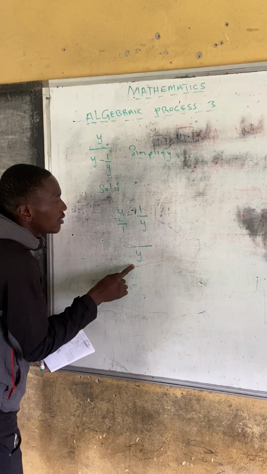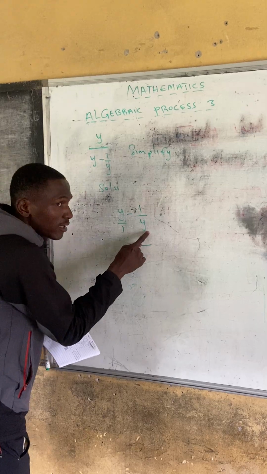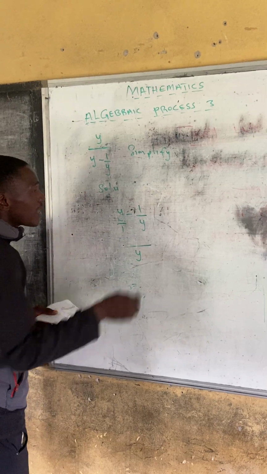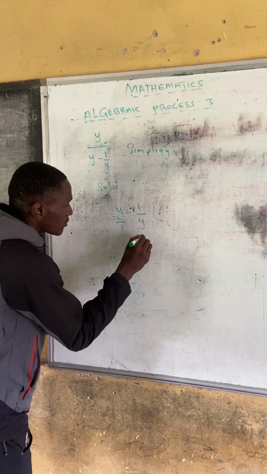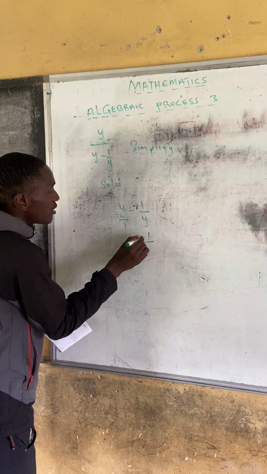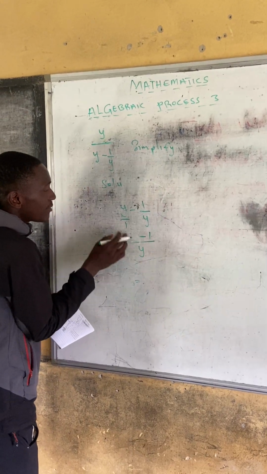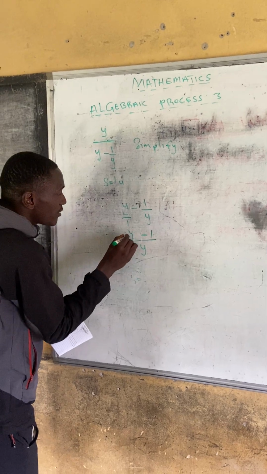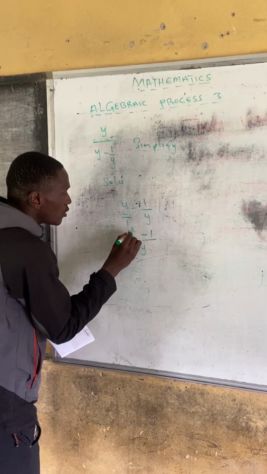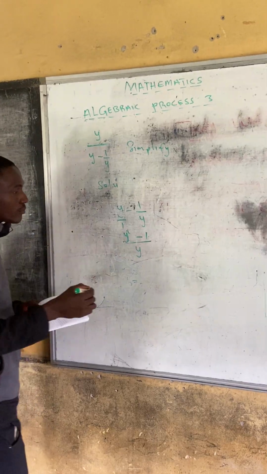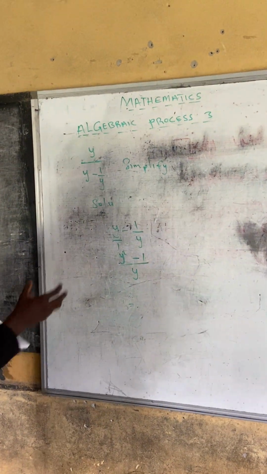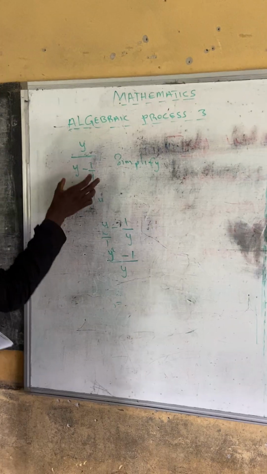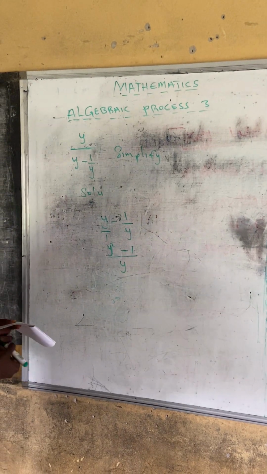Y divided by y is going to give us 1. 1 times 1 is 1. You bring down the minus. Y divided by 1 is y. Y times y is y raised to power 2. Now, we are done solving the denominator of the given fraction.